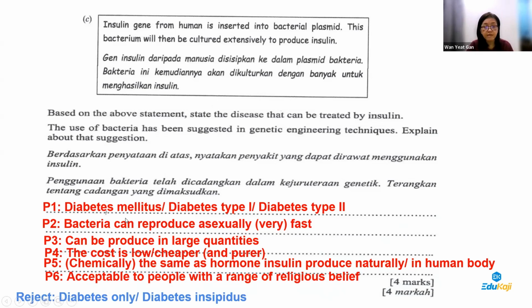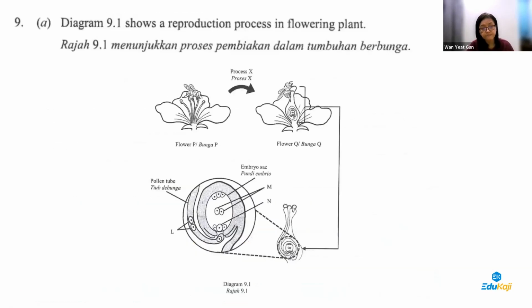Okay, please note that the word diabetes alone is not acceptable. You must say diabetes mellitus, because there's another diabetes called diabetes insipidus, which is totally different from diabetes mellitus. So please do not write diabetes alone. You must say diabetes mellitus.